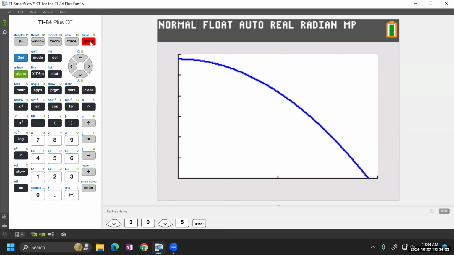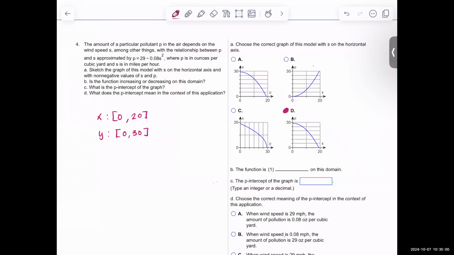Stop the share so we'll get back to our review sheet. So the function is decreasing. So we'll pick that from the drop down.